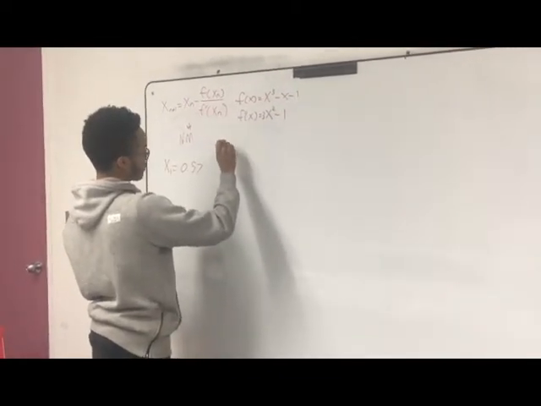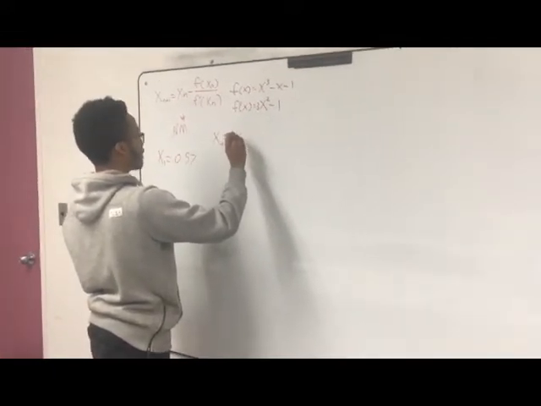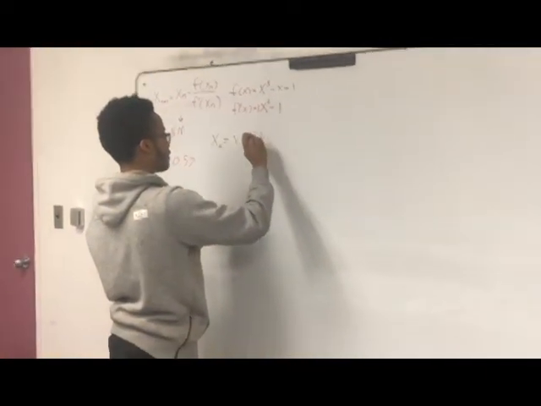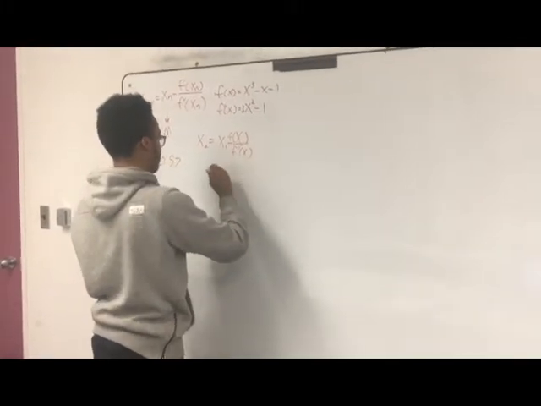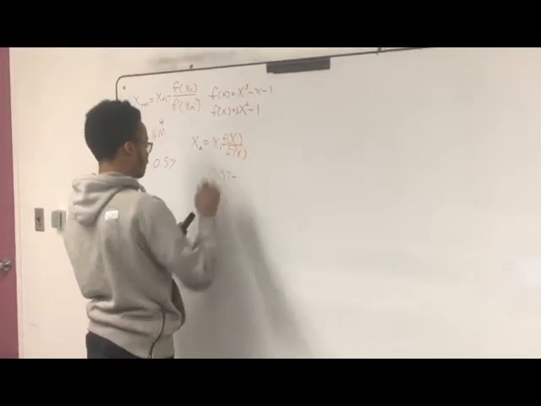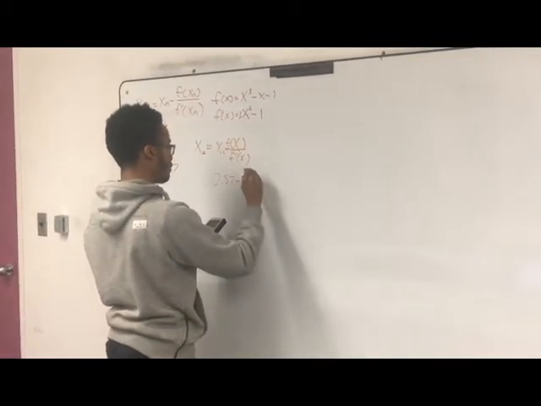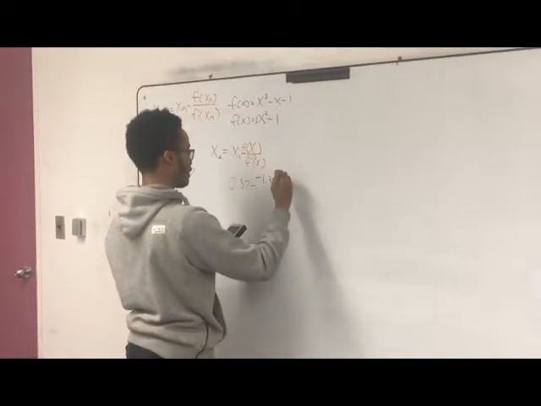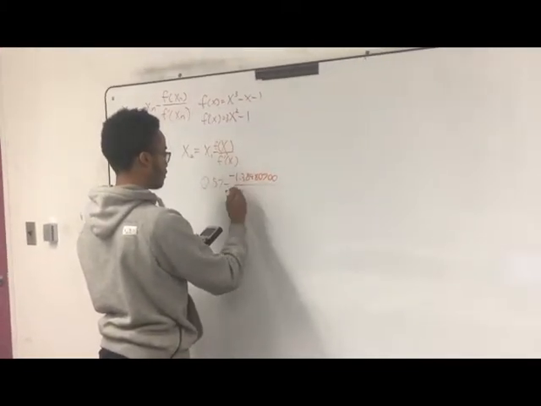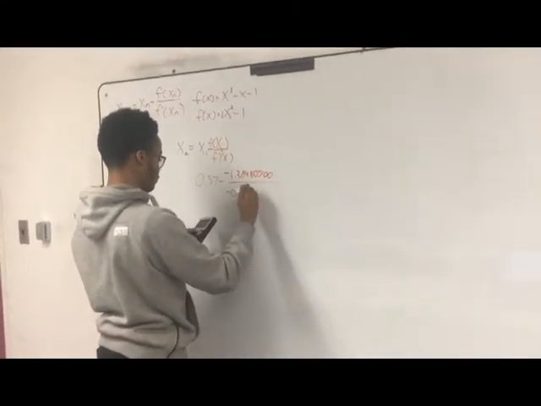We're finding the x sub 2, which is x sub 1 minus f of x sub 1 over f prime of x sub 1. Plug it in, we get 0.57 minus what we have for this, which is negative 1.384807 divided by negative 0.0253.